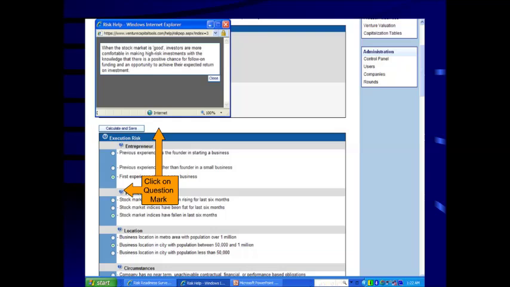Most of the venture capital tools have a feature that provides insight into the importance of each of the assessment questions. To get access to this information, click on the circle with the question mark inside it. Clicking on the question mark will open a dialog box that provides insight into the importance of the question.